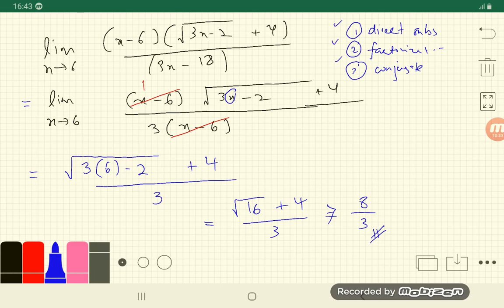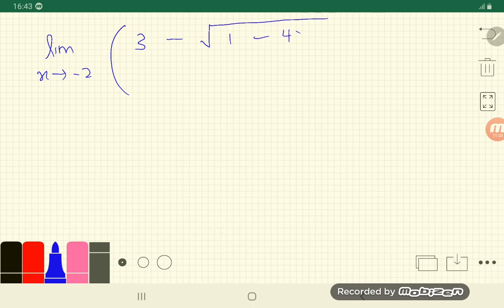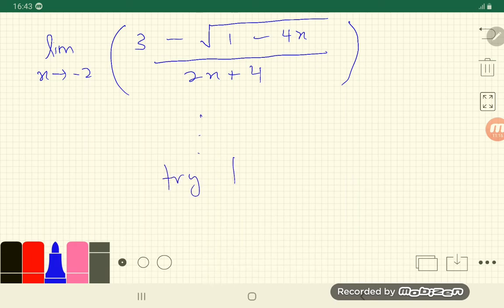So I'm going to give you another question in our video here. So let's say I want you to try this part, and we are going to discuss it in our live session later. So let's say here we have the limit as x approaching -2 of 3 minus the square root of 1 minus 4x, divided by 2x plus 4. So here I want you to try this, and we will discuss it during our live session.